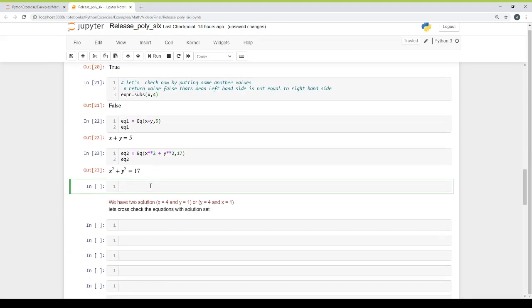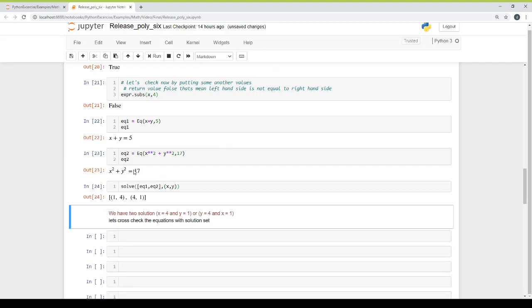Now check by calling the solve method for the solution to these two equations, eq1 comma eq2, comma the variables x comma y, shift enter. So what we are doing here is calling the solve method for these two equations, equation 1 and equation 2, and getting a solution set which satisfies both the equations.